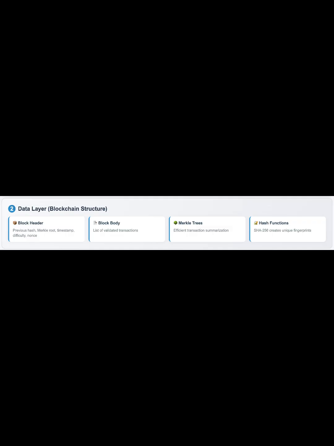The block body contains the actual transactions. This is like the letter inside the envelope. Here's the clever part, Merkle trees. Instead of listing every transaction individually in the header, we use a binary tree structure that creates a single hash representing all transactions. This makes verification incredibly efficient, and SHA-256 hash functions create unique digital fingerprints. Change even one character in a transaction, and you get a completely different hash. This makes tampering virtually impossible to hide.